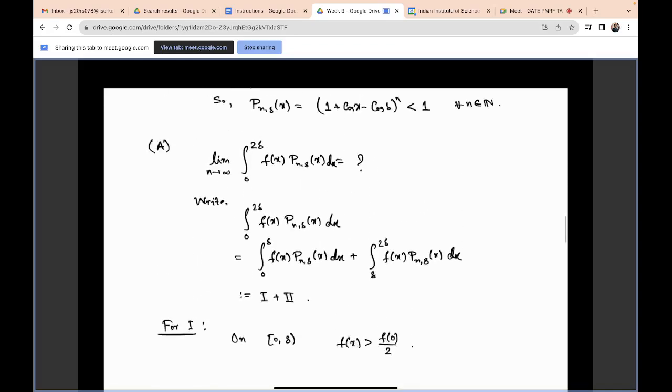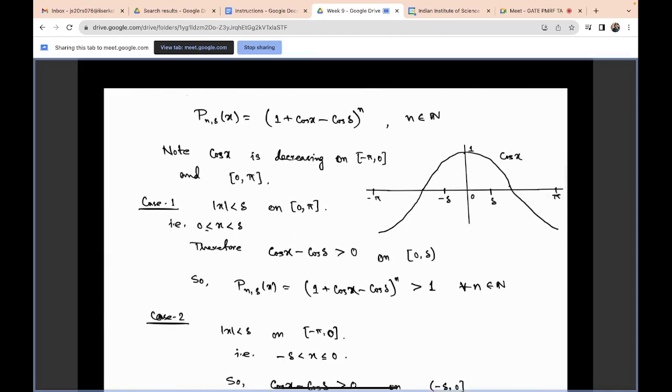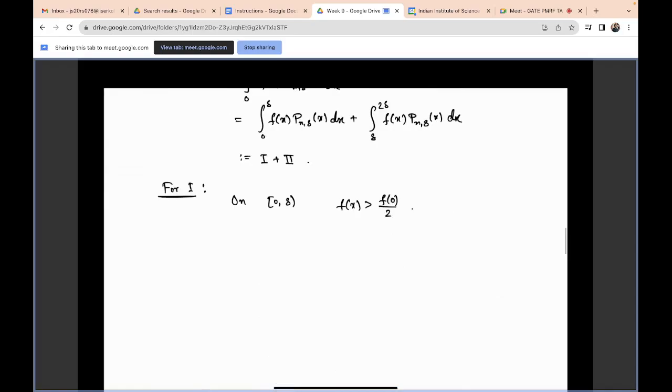And what we also know on 0 to delta, so this is case 1, we know P_n,delta is bigger than 1. Okay, and P_n,delta is bigger than 1, so this is positive. Therefore, as P_n,delta of x is bigger than 1 on this region, you can multiply. So f(x) P_n,delta of x is bigger than f(0) by 2 times P_n,delta of x on 0 to delta.